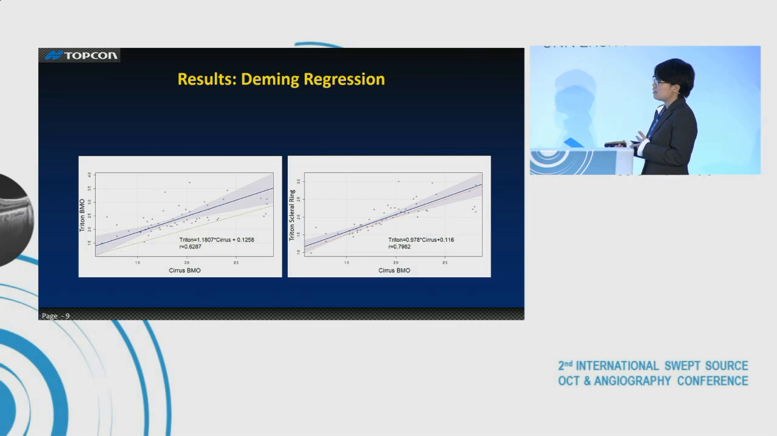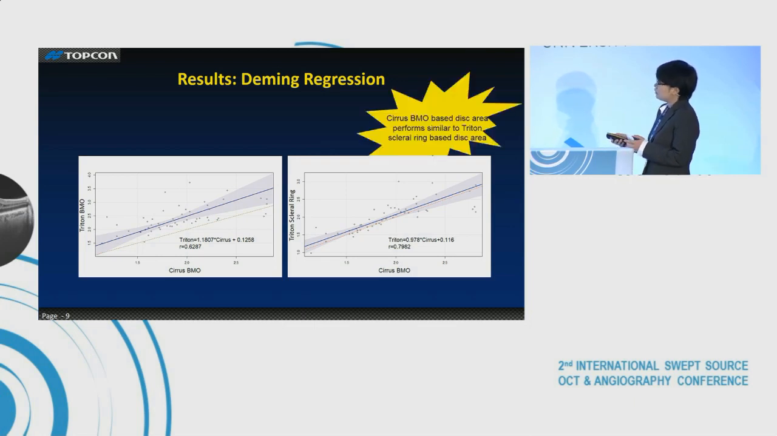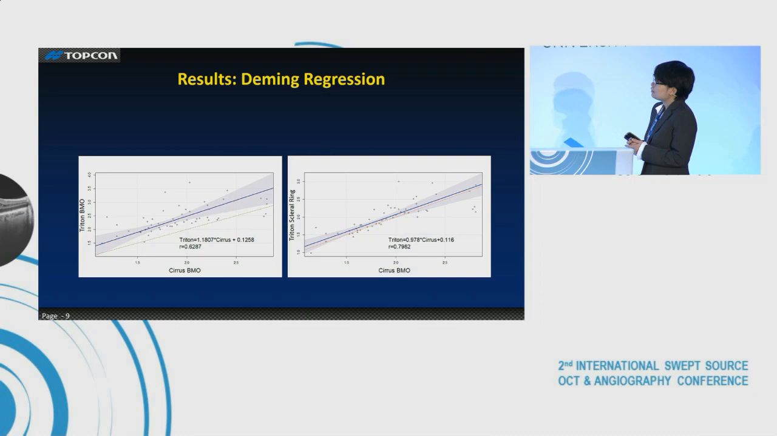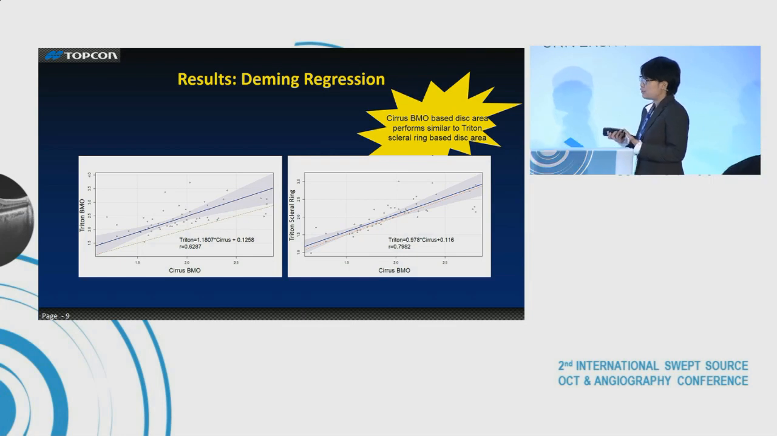Here's the Deming regression. And on the left, there is the agreement between Cirrus BMO and Triton BMO. And on the right, it's the agreement between Cirrus BMO and Triton Scleral. And the red dotted line is the identity line, and the slope for the left is 1.18, and the slope for the right is 0.98. So this result reveals that the Cirrus BMO has a better agreement with Triton Scleral.